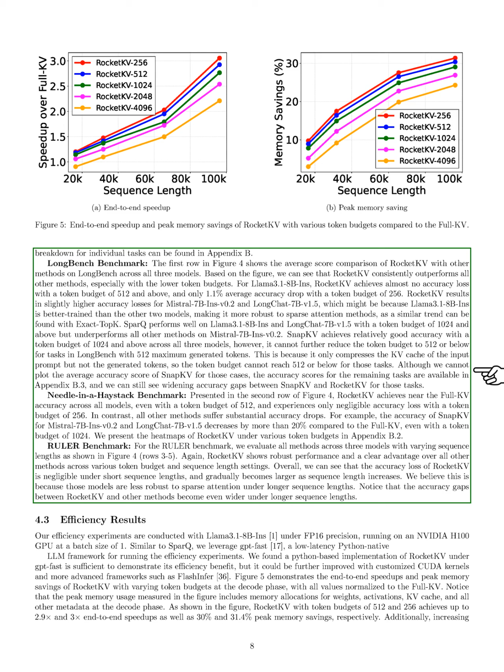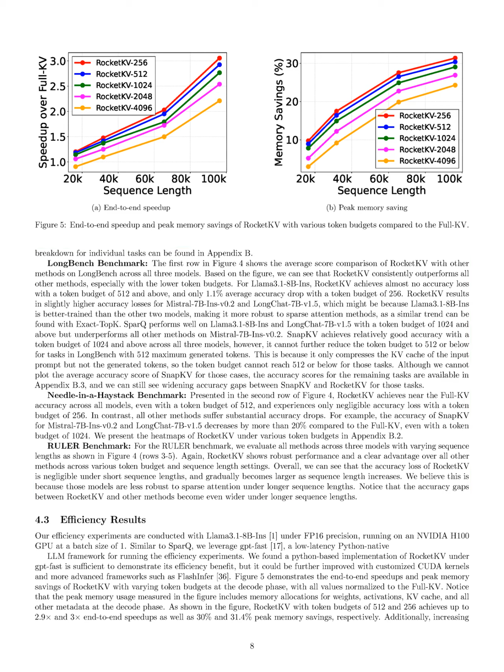For the RULER benchmark, we evaluate all methods across 3 models with different sequence lengths. Again, RocketKV demonstrates strong performance and a clear advantage over other methods across various token budgets and sequence lengths. Overall, we observe that the accuracy loss of RocketKV is minimal for short sequence lengths and gradually increases with longer lengths, likely because these models are less robust to sparse attention in longer contexts. The accuracy gaps between RocketKV and other methods widen further with longer sequence lengths.